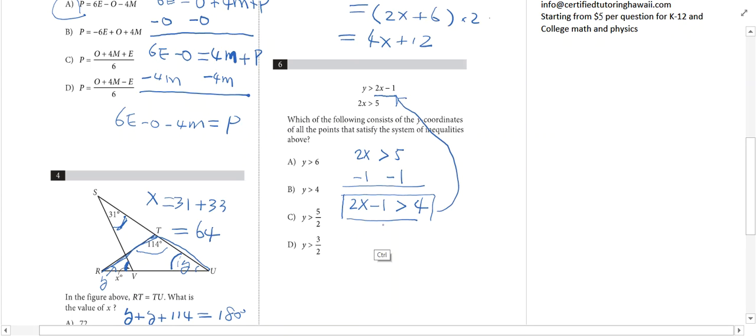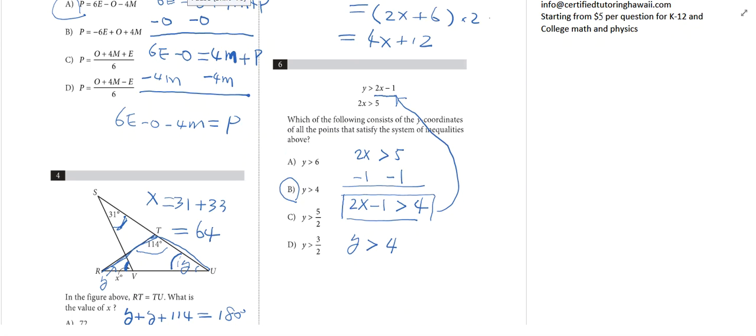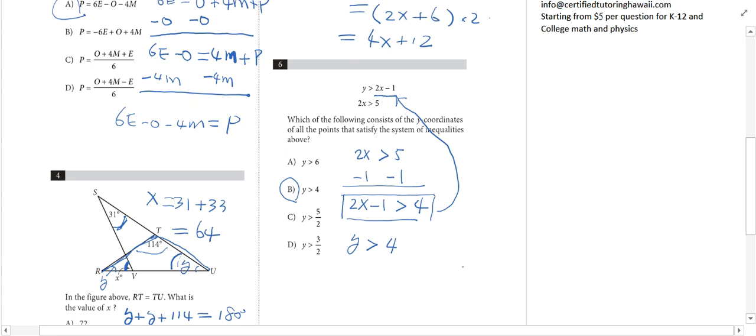So if you do that, you will have what? Y is greater than, because 2x minus 1 is greater than 4, so that means this one is also greater than 4. Because y is greater than 2x minus 1, and the 2x minus 1 is greater than 4. By transitivity, you can see y must be greater than 4. So that's why B is the answer. Right? Okay.